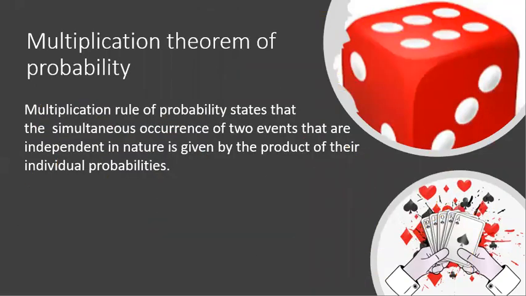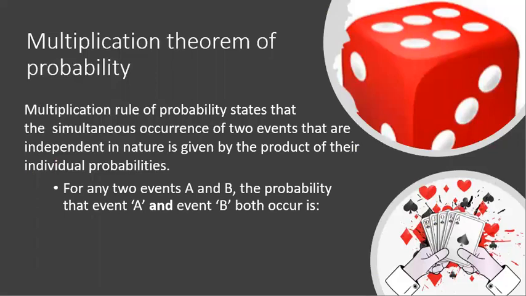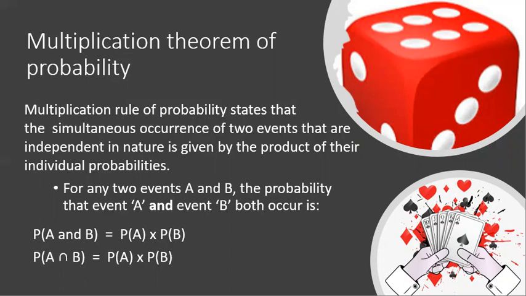The multiplication rule of probability states that the simultaneous occurrence of two events that are independent in nature is given by the product of their individual probabilities. Rolling a dice to get a number, suppose 4, and taking a card out of a deck to get the 4 of spades are independent of each other in nature. So the multiplication theorem is applicable here. For any events A and B, the probability that both A and B occur is P(A and B) equal to P(A) times P(B), which is also represented by a symbol termed as A intersection B.